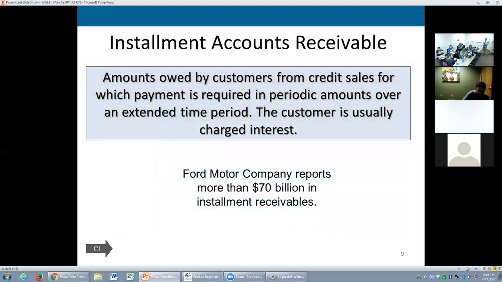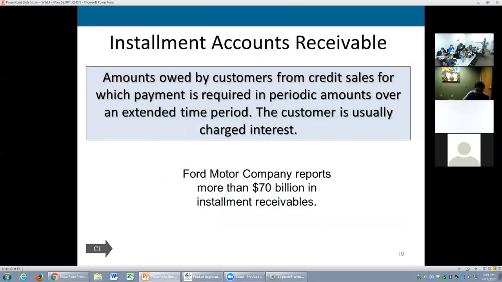All right, let's look at installments. These are amounts owed by customers from credit sales for which payment is required in periodic amounts over an extended time period. The customer is usually charged interest. So now think back, we're going to look at an example of Ford Motor, but this might give us more insight into that graph we looked at earlier with John Deere and its larger ticket items. Ford Motor Company reports more than $70 billion in installment receivables.